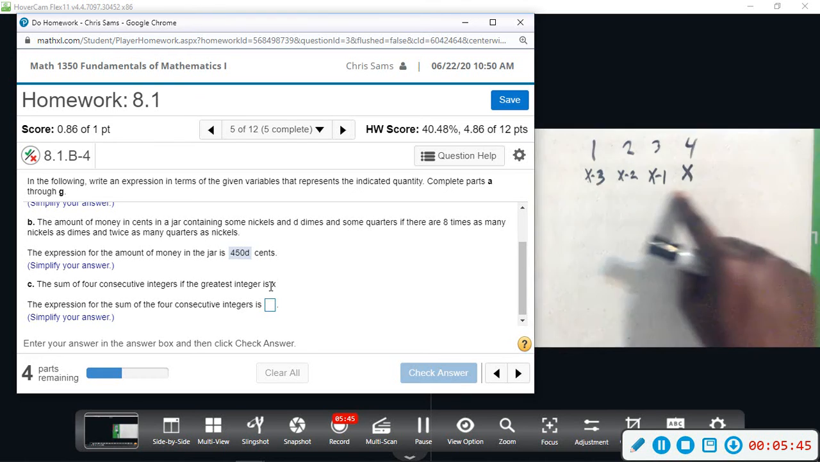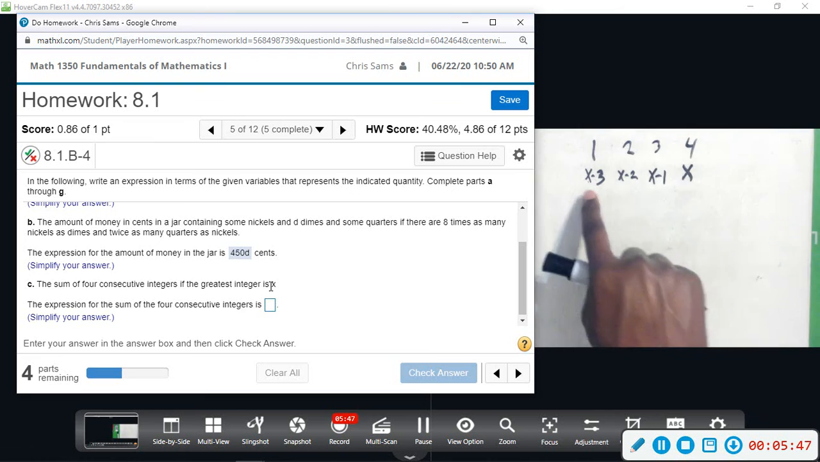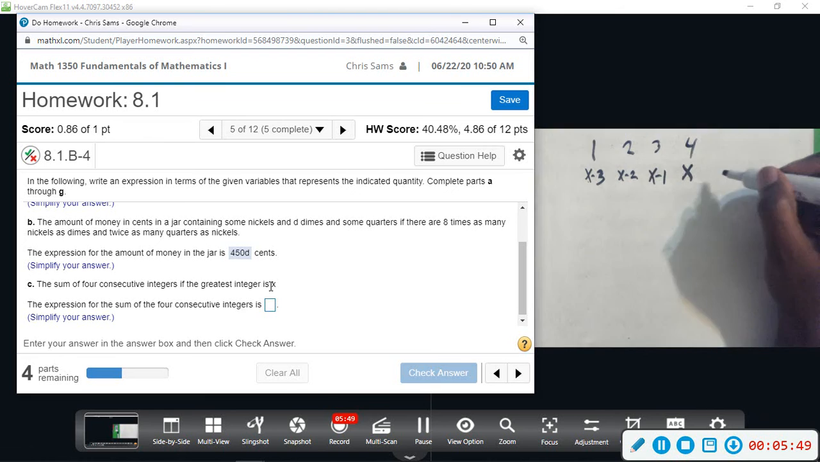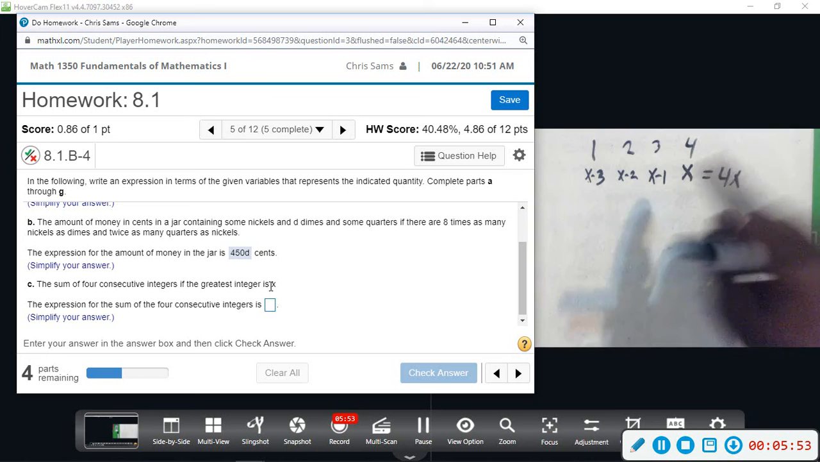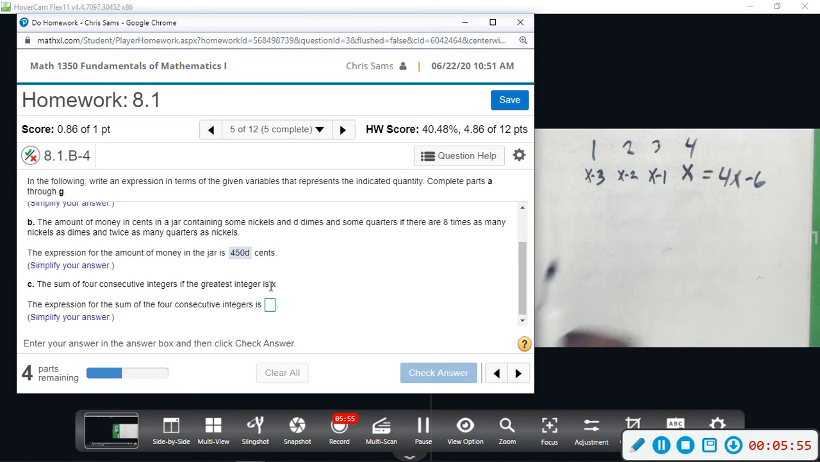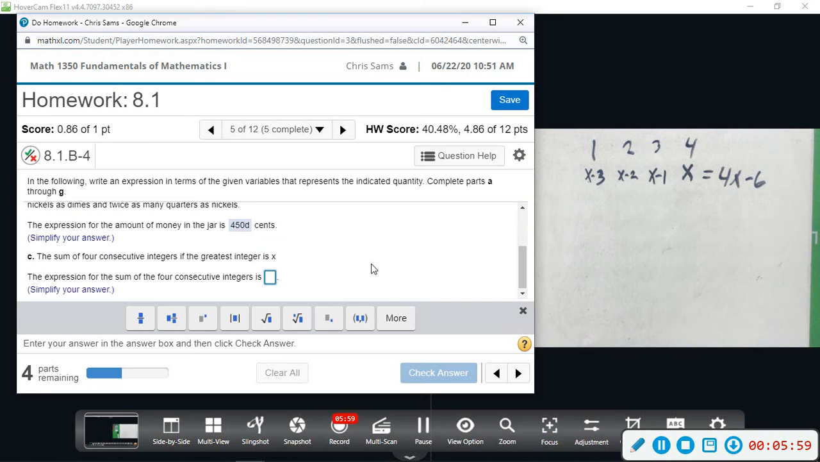So we want the sum. If we add up all of these, we have 4x, and then we get all the negatives, it'd be minus 6. So 4x minus 6 will be the sum of 4 consecutive integers with x being the largest. 4x minus 6.